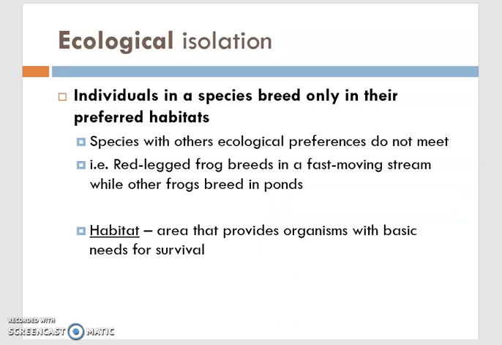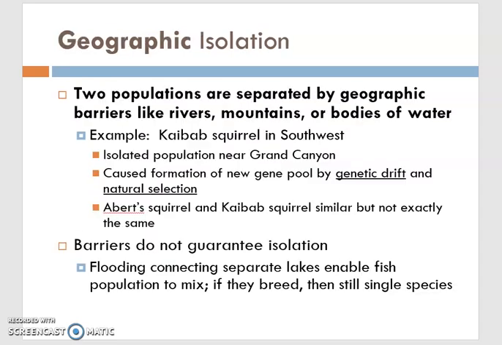Another type of isolation is ecological. This is whenever individuals in a species breed only in their preferred habitats. So if they only are breeding in their preferred habitats, then they don't meet with other species that are in other habitats. So they don't breed, they don't combine the genetic information, and over time they will likely form a completely new species from one another. When we look at habitats, we're talking about any area that provides organisms with their basic needs for survival.